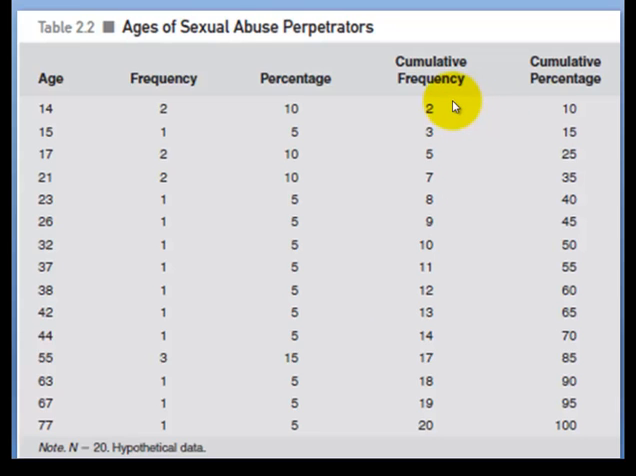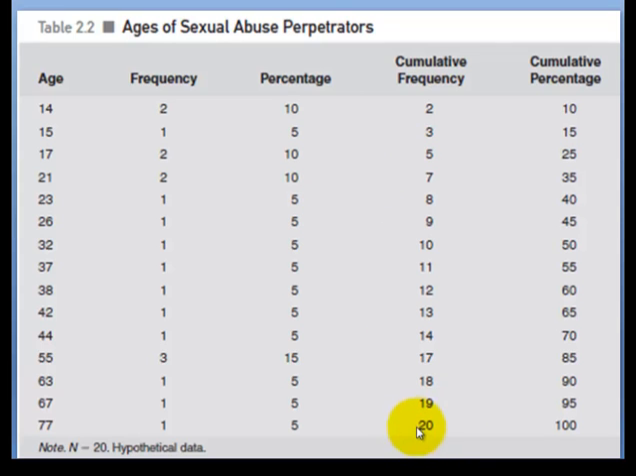Where are the figures in the cumulative frequency column coming from? Well, they are summing those in the frequency column. So note, for instance, that the cumulative frequency for age 17, that is to say, the frequency of perpetrators age 17 or younger is 5, and that number comes from summing 2 plus 1 plus 2. Those are the frequencies that are lower than or equal to 17, and that yields the cumulative frequency of 5.